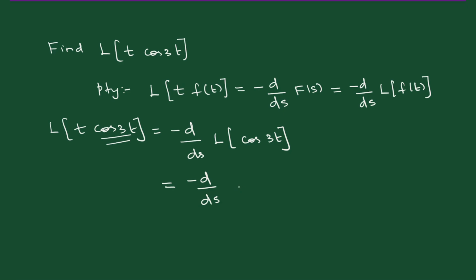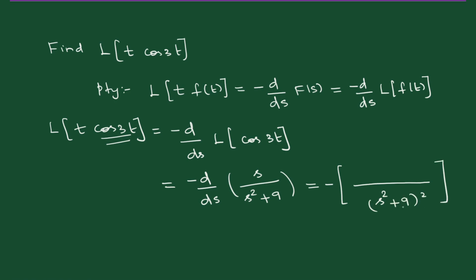minus d by ds of, formula for L of cos 3t is s divided by s square plus 3 square, which is nothing but 9. So now we have to differentiate it. So this is equal to, minus is common here. So now we are differentiating it. So we have to use u by v rule. So that s square plus 9 whole square in the denominator.